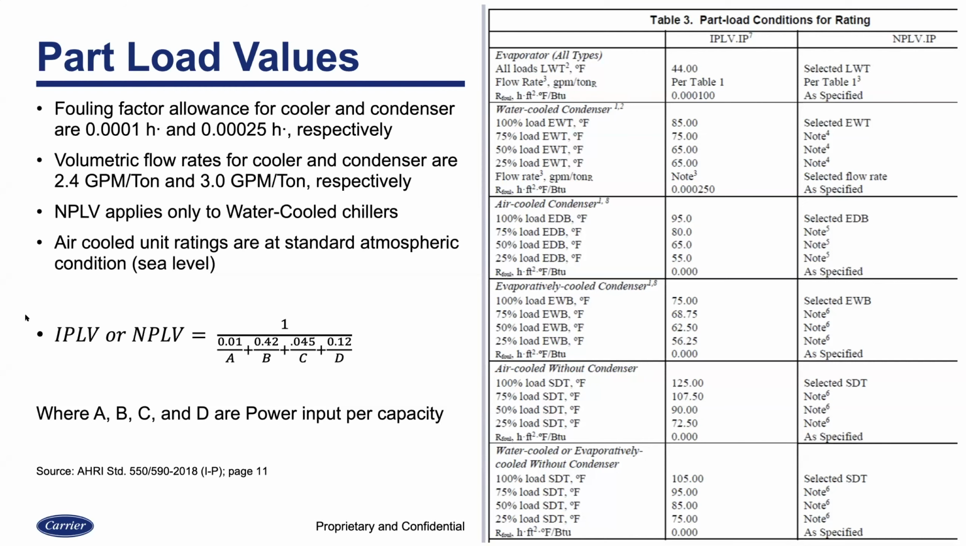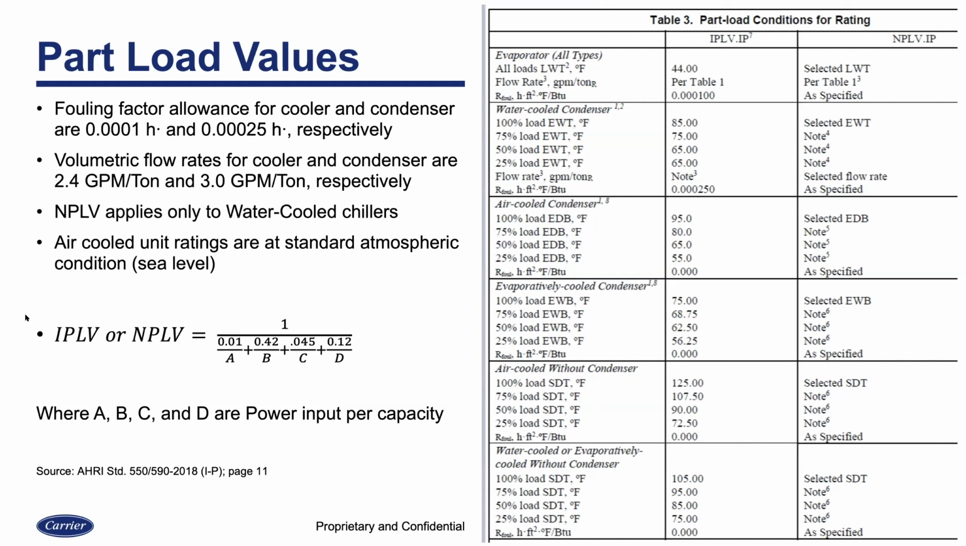Now, if you move to the right under the NPLV, you will notice that the leaving chilled water temperature is not 44. It's blank, basically because it's as specified. For example, it could be 45 degrees, it could be 42, or it can actually be the same 44 as the IPLV states.